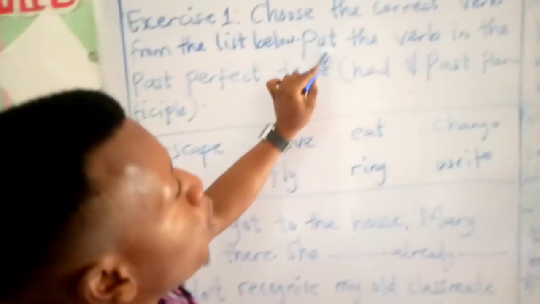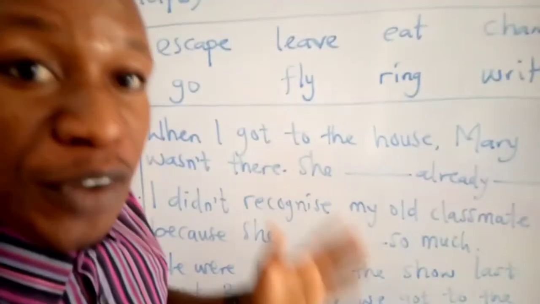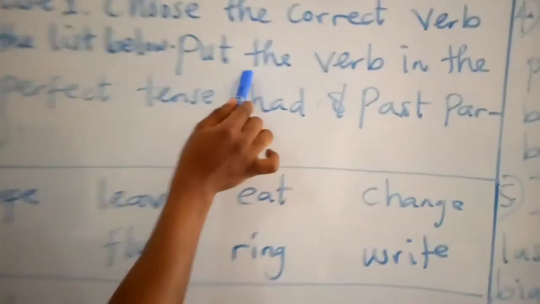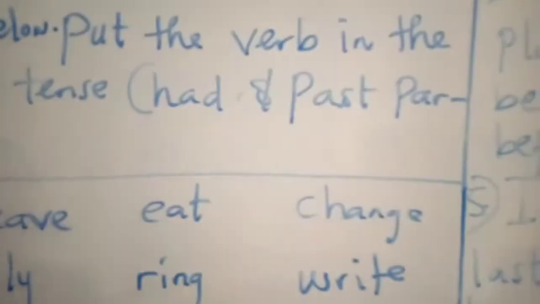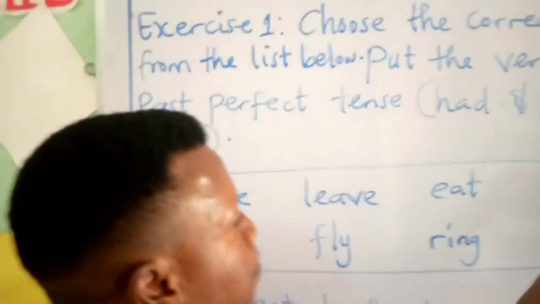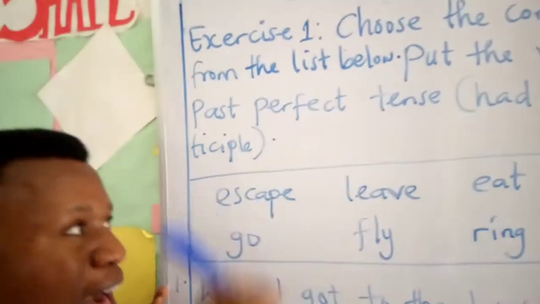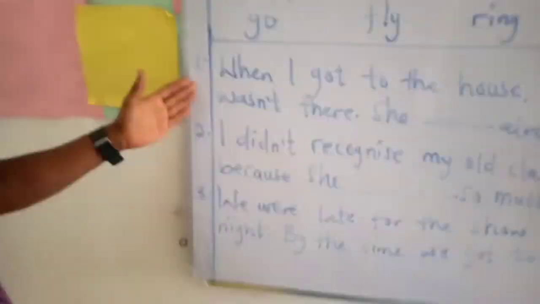Now we are asked, put the verb in the past perfect tense. Remember, look at what we have in parentheses: had and past participle. You must always introduce your had, like I've always told you. Now let's look at number one.